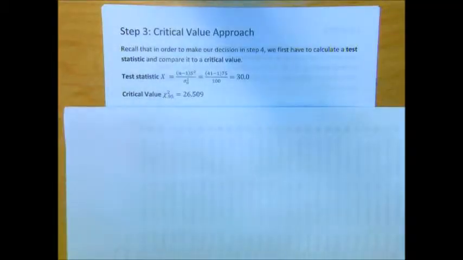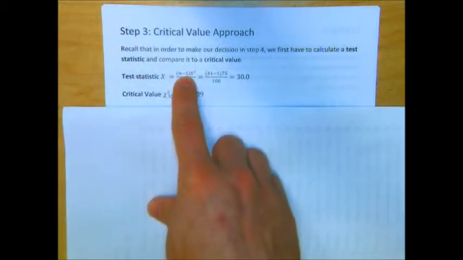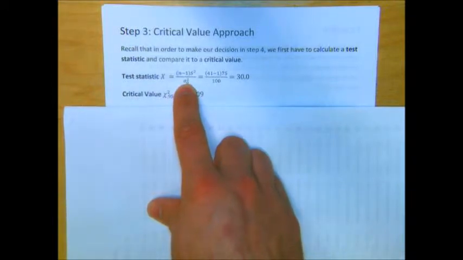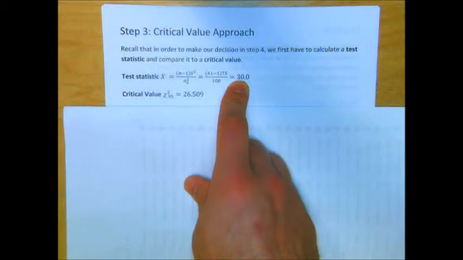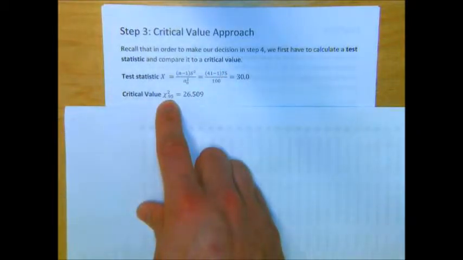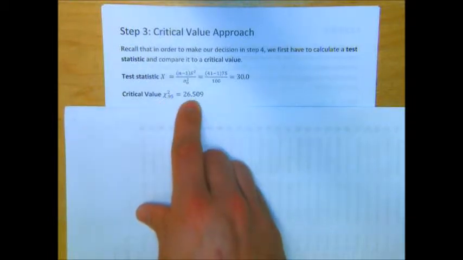Recall that in order to make our decision in step 4, we first have to calculate a test statistic and compare it to a critical value. Here we have the formulas for the test statistic and the critical value. The test statistic is calculated by taking the sample size minus 1, multiplying by the sample variance, and dividing by the null hypothesis comparison value. Here I've done the math, and I have a test statistic of 30. Check it on your own to make sure you're using the calculator correctly. The critical value here comes not from the t-table, where we've been finding a lot of our critical values, but from the chi-squared table, and we should get 26.509. Now I'll show you where that comes from.